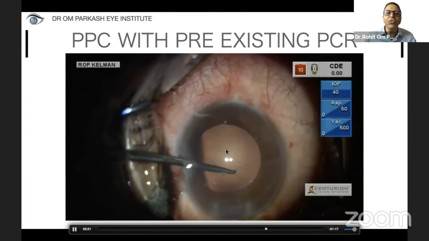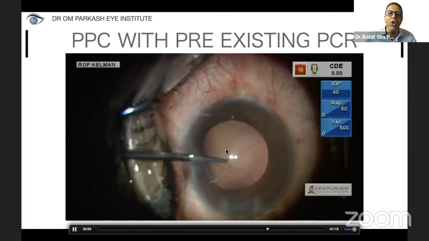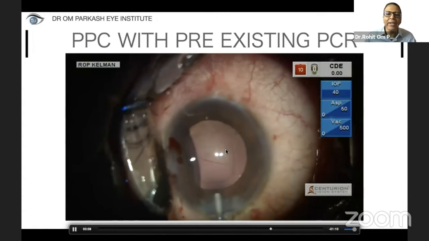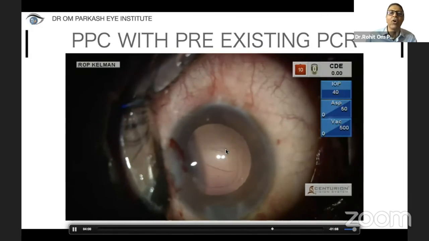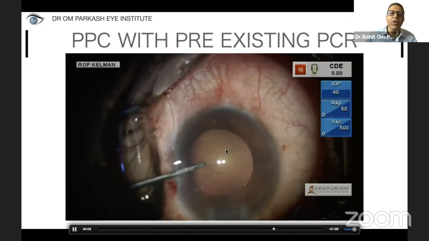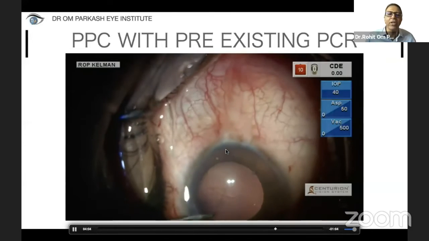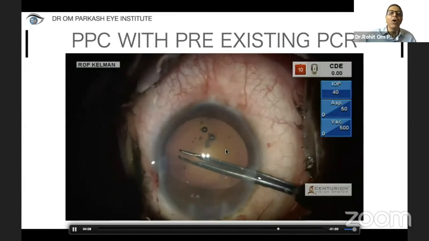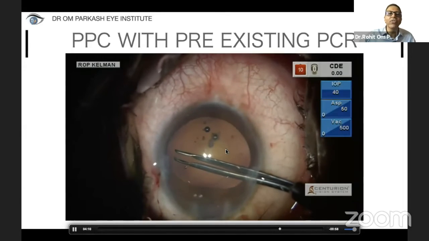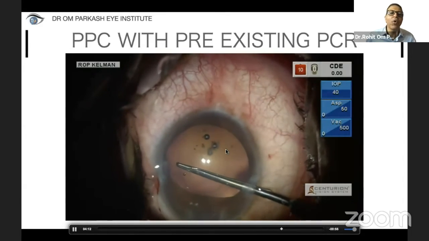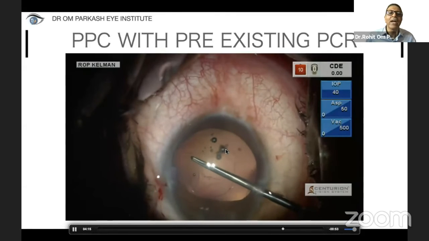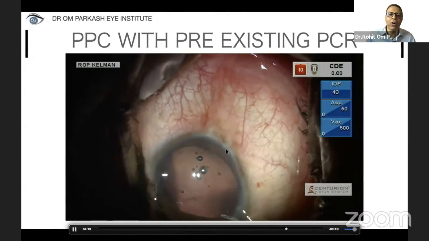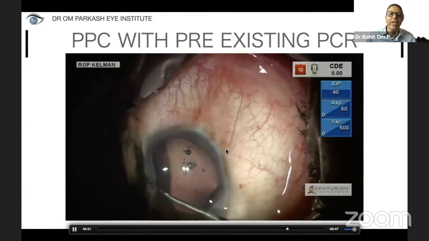So in posterior polar cataracts, I somehow find that despite the fact that they are extending to the periphery, at times I'm able to round them off, because that gives me more security and that gives me an option whether I can put an IOL in the bag or not. So I'm going in from the second side now. And when I'm going in from the second side, yes, I've been able to round it off.